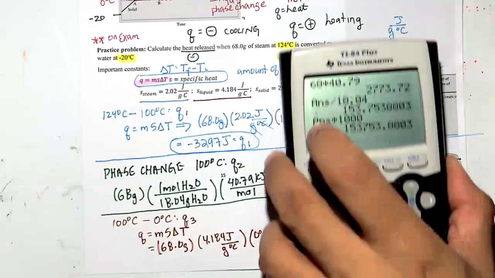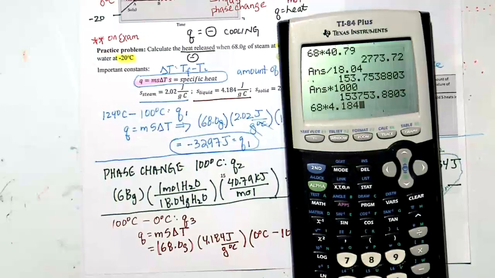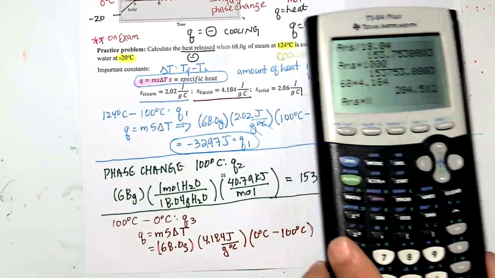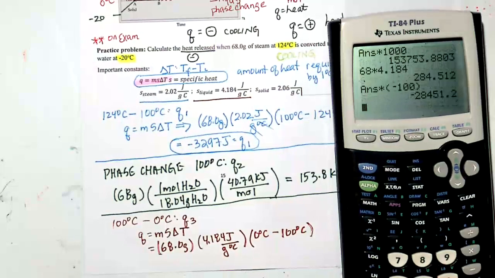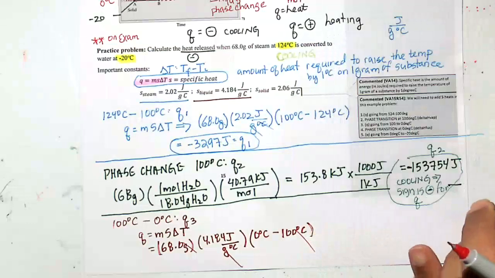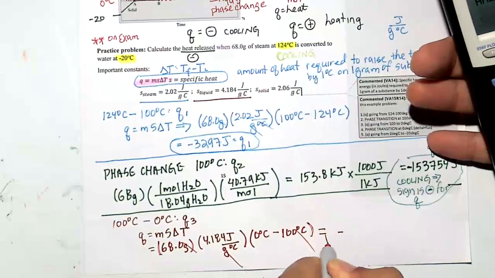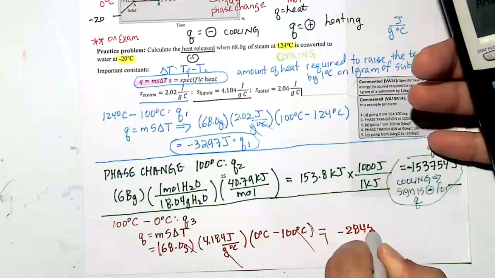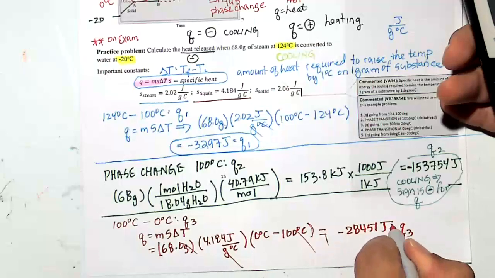All right, so what is this on our calculator? Let's do a quick math on that. 68 times 4.184 times 0 minus 100 is minus 100. And I'm getting minus 28,451 joules. Okay, joules. The grams, degree C cancel. Minus 28,451 joules. Okay, this is Q3.